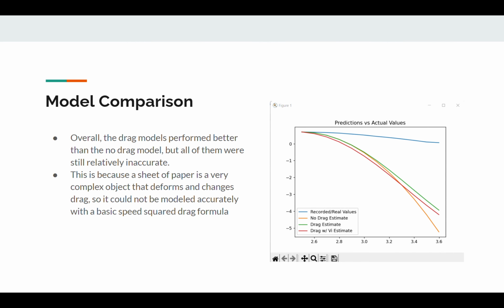Comparing all the models together, you can see that none of them were really that accurate, and that's because the sheet of paper is very complex, so as it gets drag, it deforms and the drag changes.